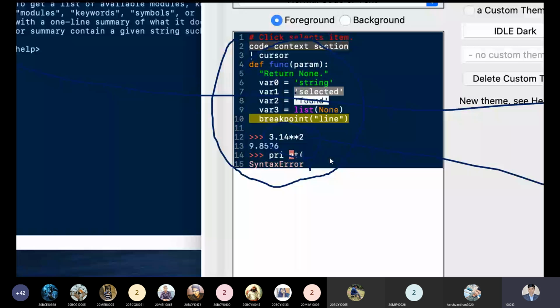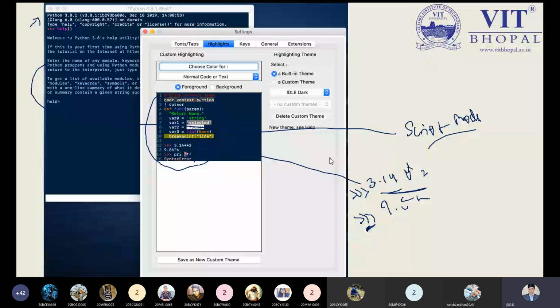So here we have the function def, func, param. Param is parameter. So we can write the function. This is the code we are writing in the scripting way, so that's why it is known as the scripting mode. Now is it clear to all? Is it clear to all by this image? Yes, sir.